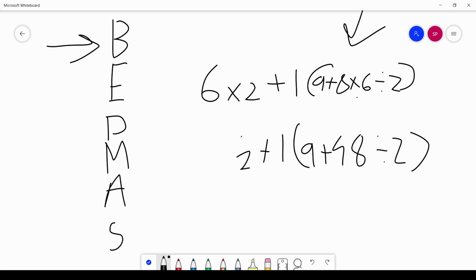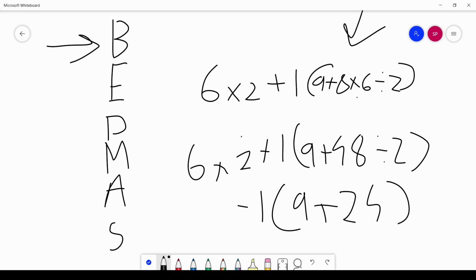6 times 2 plus 1 times the bracket. Okay. Here, now we apply Bedmas again. By the way, we apply Bedmas over and over again until we get the answer. It's kind of repetitive. So we get brackets. There's still a bracket here. And division and multiplication comes first. So we've got to do 48 divided by 2, which is 24. And then we keep everything as it is. There we go. There's still a bracket left.